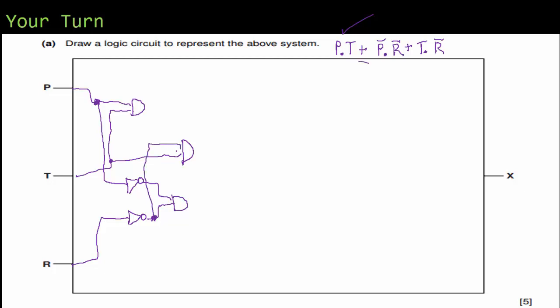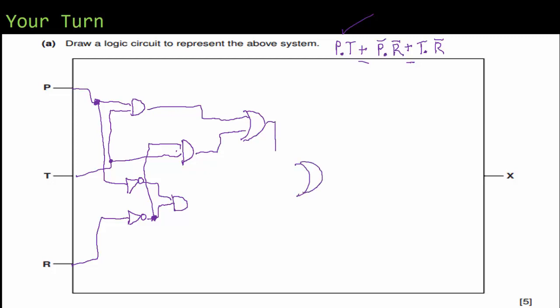Now I have some OR gates. So what I need to do now is I need to OR the results together. So I'm going to OR these two together. I could do the other, I could do not P and not R, or T and not R. I could do those. And then what I need to do is I need to OR those results together.